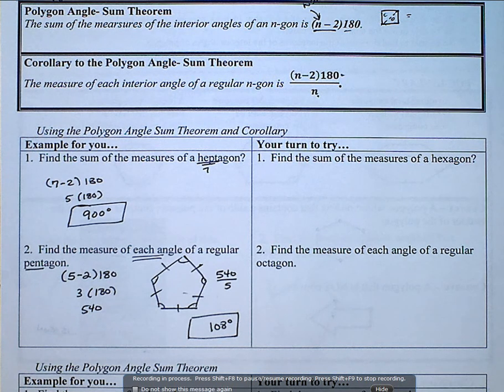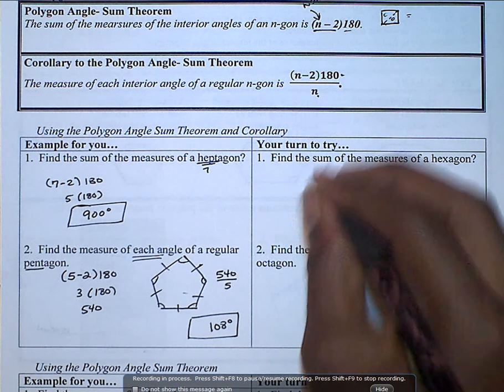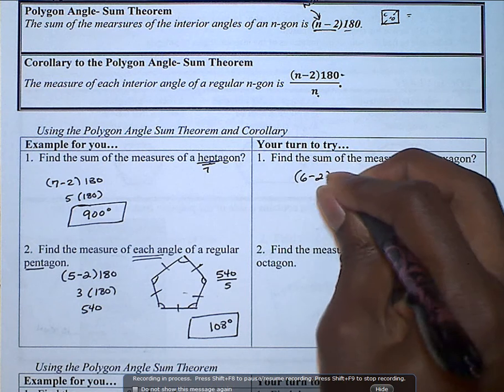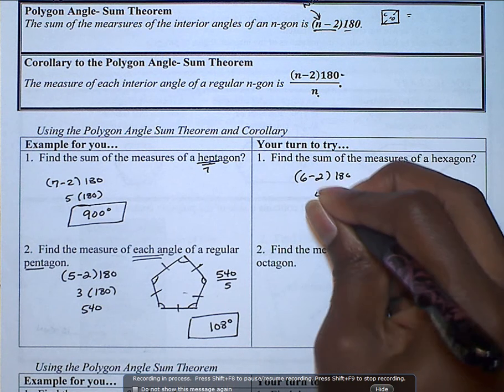Alright, so you can pause and try these next 2 on your own, and I'll try to go through them quickly so you can see the answers. So here's what it should look like. It should have 6 sides. Hexagon is 6 sides, minus 2, times 180. 4 times 180, which should be 720.